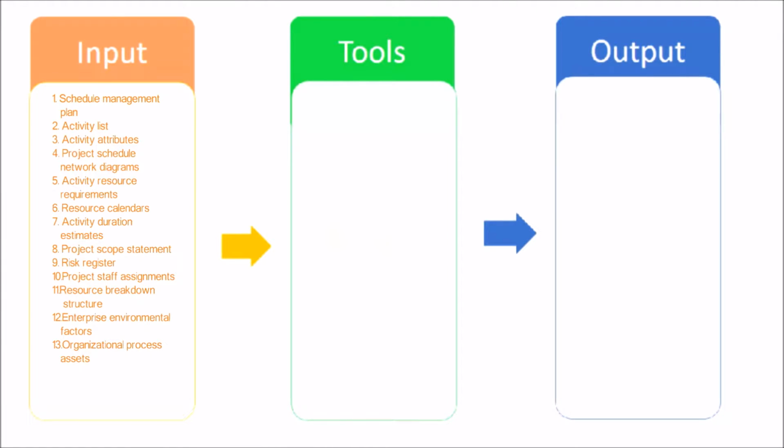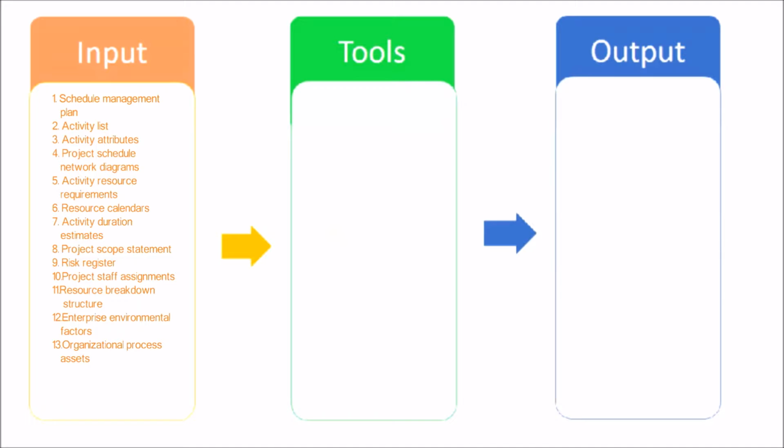Here are the inputs. Schedule Management Plan. The Schedule Management Plan identifies the scheduling method and tool used to create the schedule, and how the schedule is to be calculated. Activity List. The activity list identifies the activities that will be included in the schedule model. Activity Attributes. The activity attributes provide the details used to build the schedule model. Project Schedule Network Diagrams. The project schedule network diagrams contain the logical relationships of predecessors and successors that will be used to calculate the schedule.